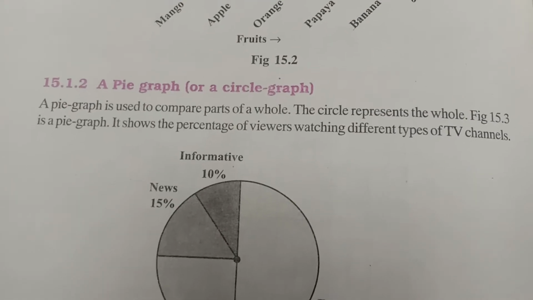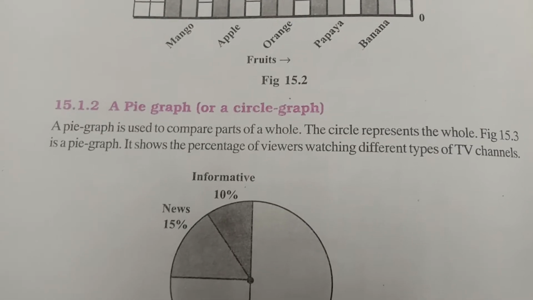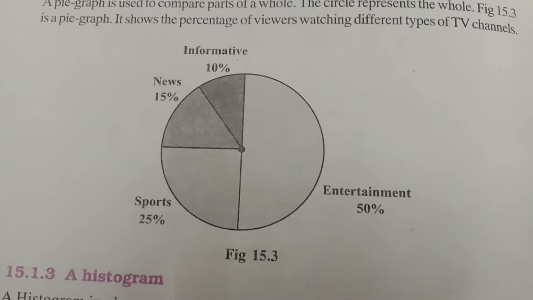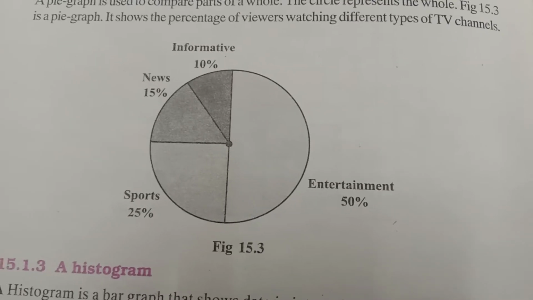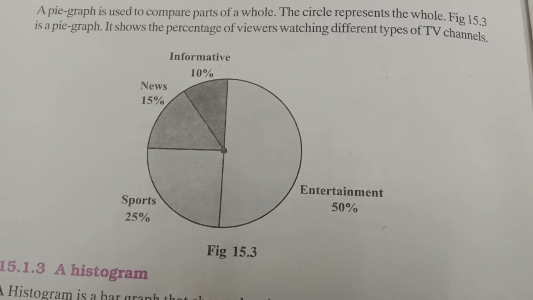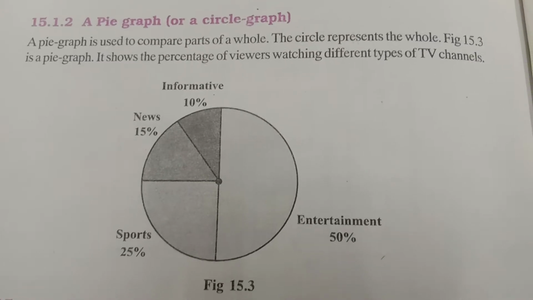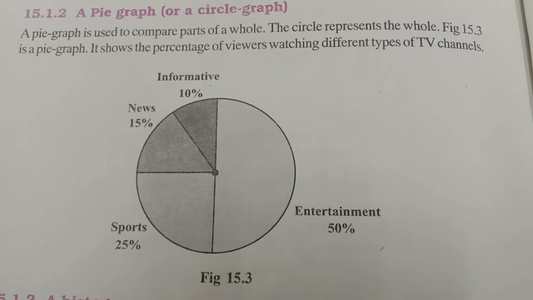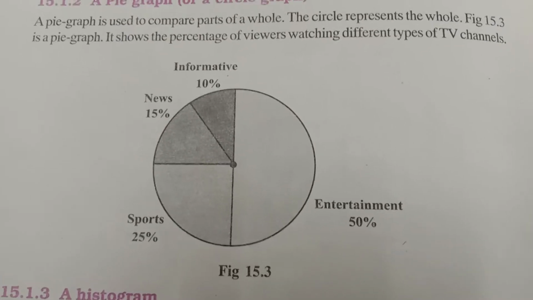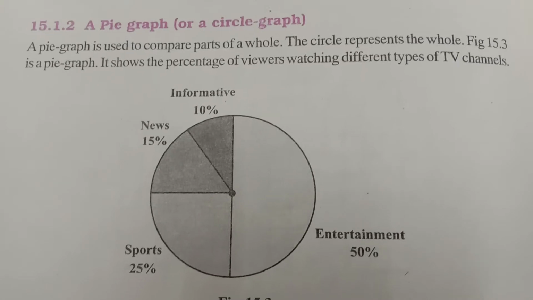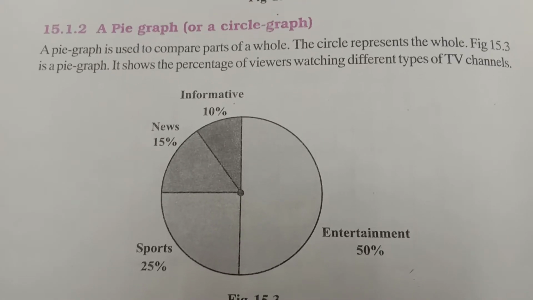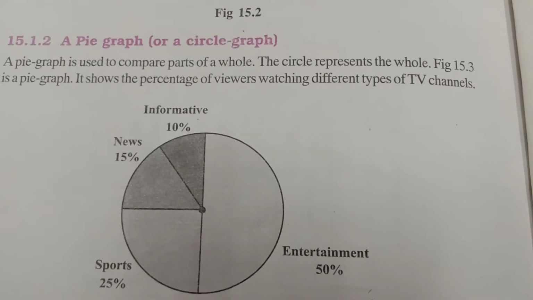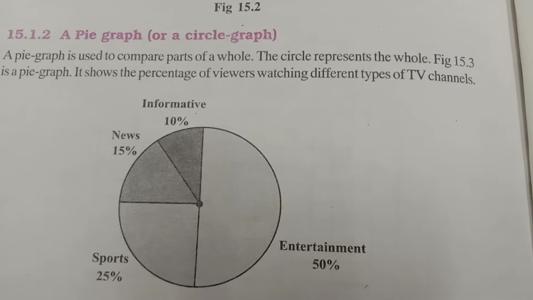Figure 15.3 is a pie graph. It shows the percentage of viewers watching different types of TV channels. The different types of TV channels are entertainment channels, sports channels, news channels, and informative channels. So 50% of the people are watching entertainment channels, 25% of the people are watching sports channels, 15% of the people are watching news channels, and the rest, 10%, are watching informative channels.